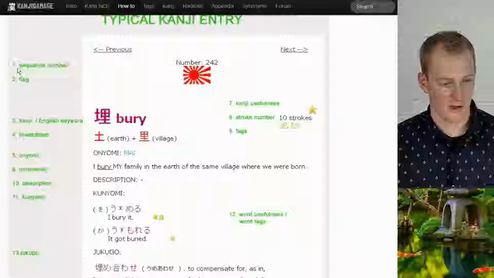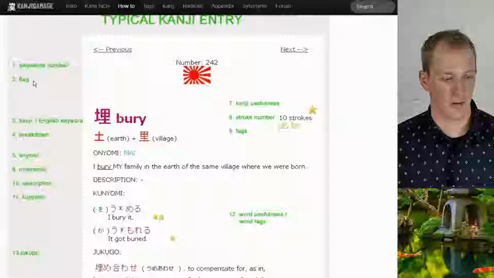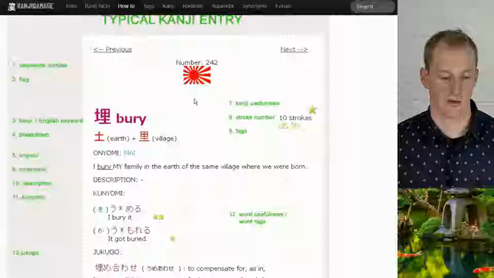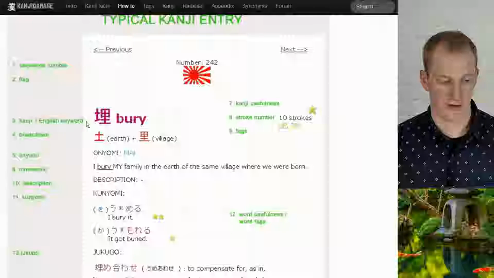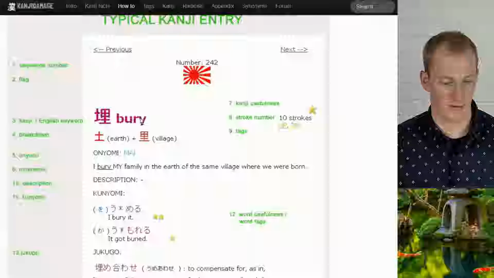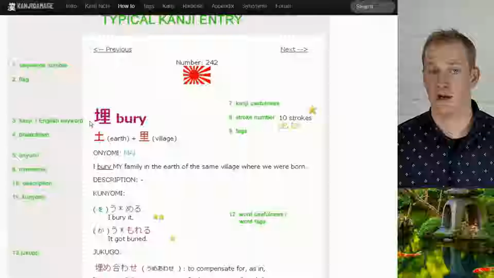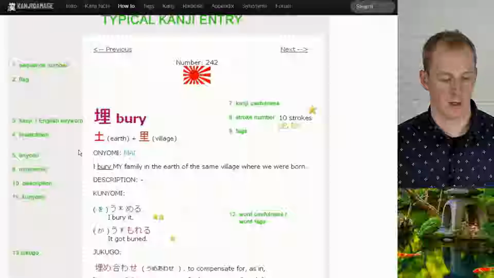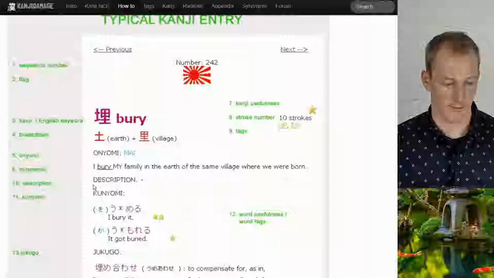Now we've got a whole bunch of things. First, we've got the sequence number, just mentioned that. We've got the flag. The flag he'll explain in a second, but this just means it's a new kanji. We've got the actual kanji itself, the English keyword, which is obviously very important to remember first. The breakdown, so kind of the radicals. The Onyomi, which we'll talk about in a sec, but this one is mai.